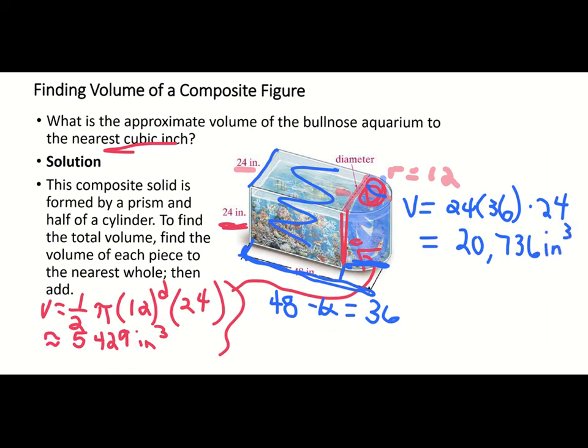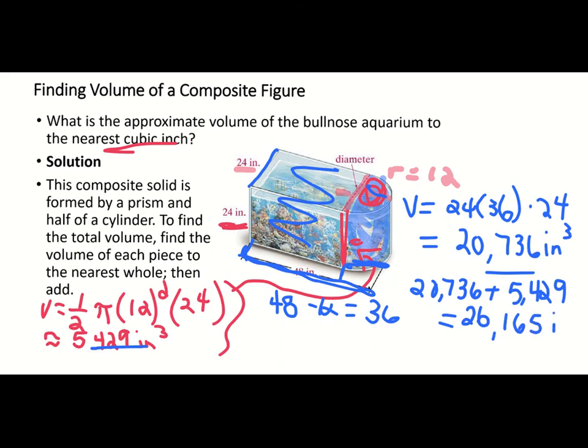Now to find the total volume of the aquarium, you want to add these two together. So if I add 20,736 plus 5,429, the total volume of this composite figure is 26,165, and it would be inches cubed.